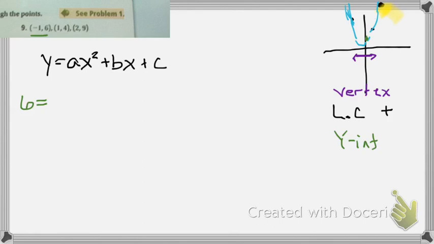So I'm using 6 as our y value, and then we have a multiplied by negative 1 squared. What's negative 1 squared? 1. So we have 1a, and then we have negative 1, or b times negative 1, so negative b, and then we still have the c there. Okay? Kind of makes me think a system. And then Logan said we could plug in the other ones.